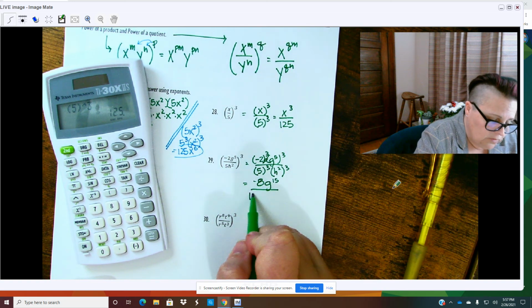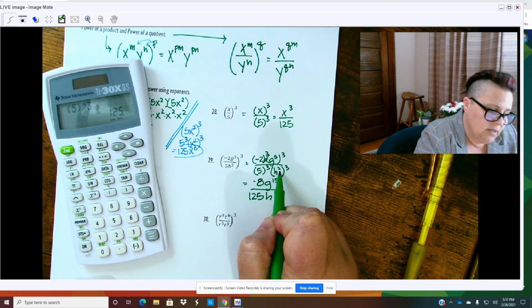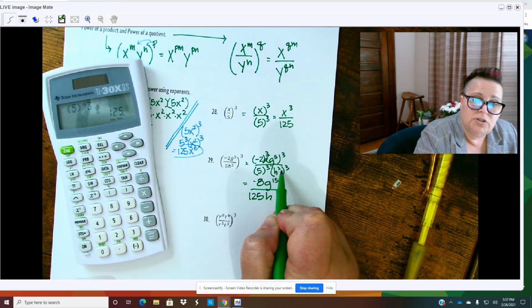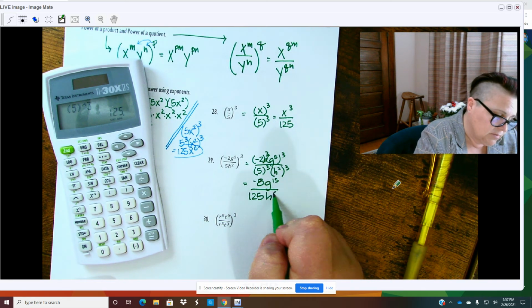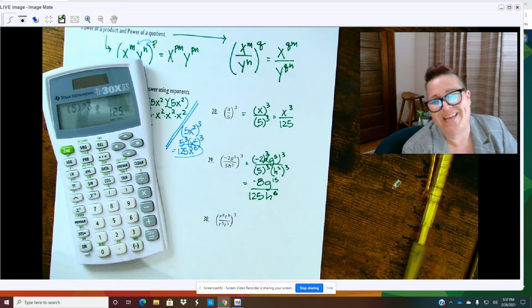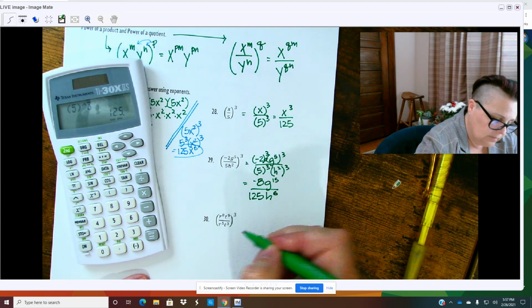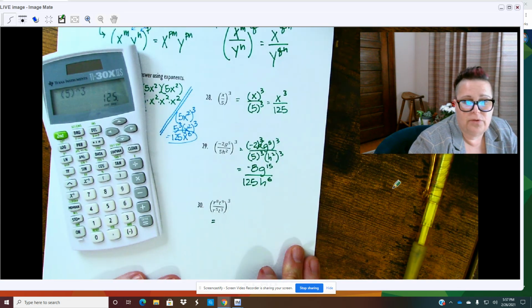Yep, 125. H to the second to the third, power to a power, I multiply 2 times 3 is 6. Can I reduce anything here? 8 and 125 don't reduce, so that's as far as I can go. All right, for problem number 30.